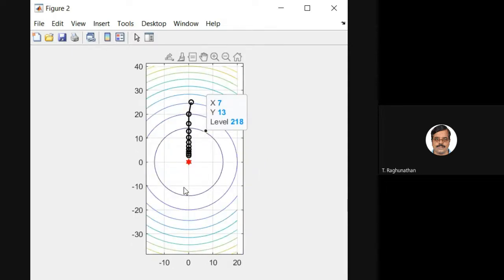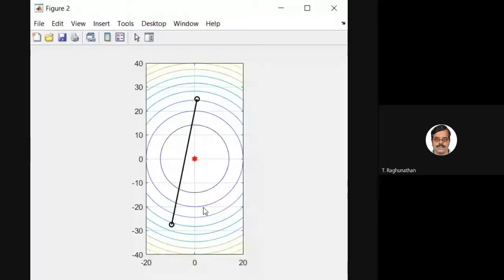So it takes a long time, right? You see that it takes a long time. What improvement can we make to this? So obviously one improvement that we can make is we can try to increase the step size. Okay, so let me try to increase the step size. So I'll run MATLAB again with a different step size.